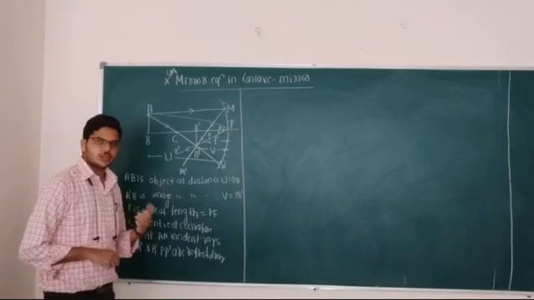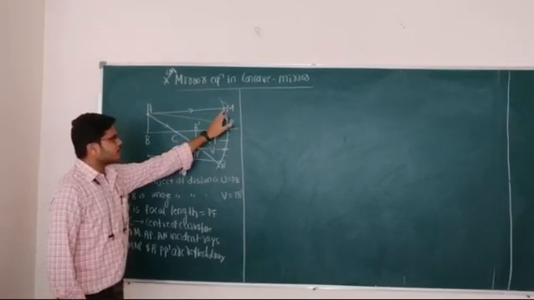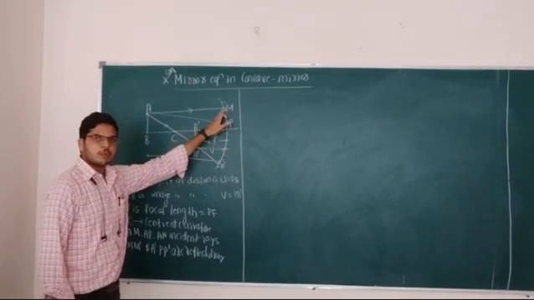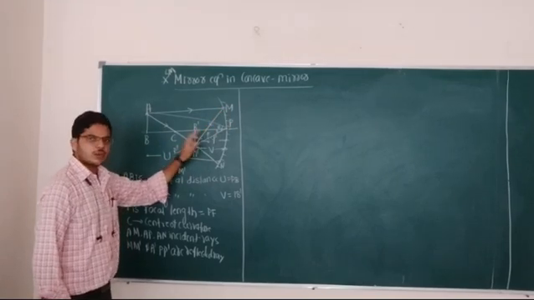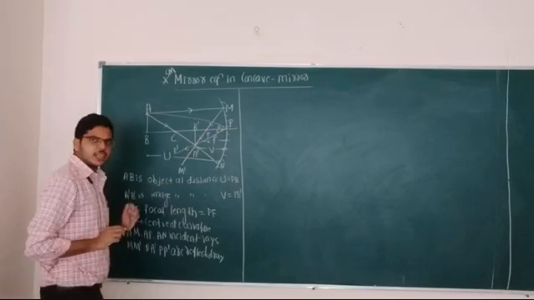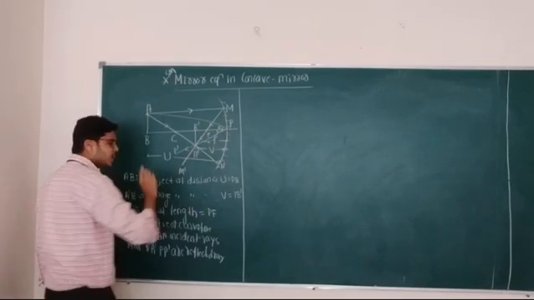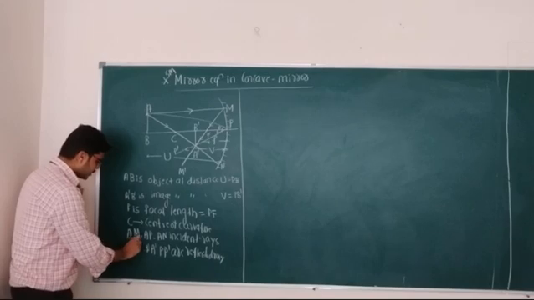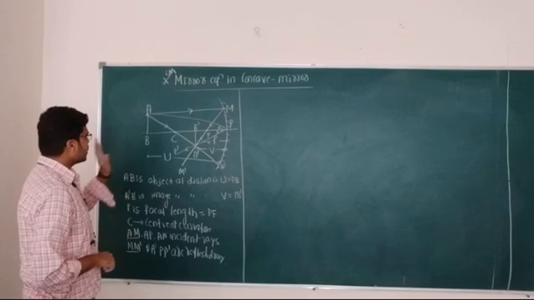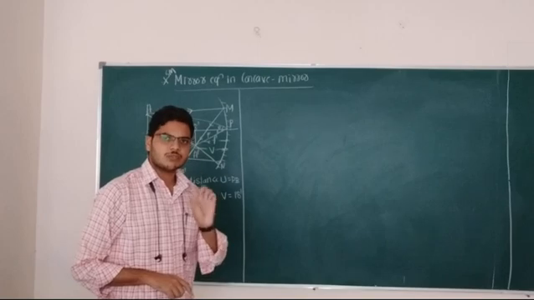We already know the rules. The ray which is incident on the concave mirror parallel to the principal axis must pass through the principal focus after reflection. Let AM be the incident ray. After reflection, it passes through the principal focus. Therefore, MM' is the reflected ray. AM is the incident ray, MM' is the reflected ray.